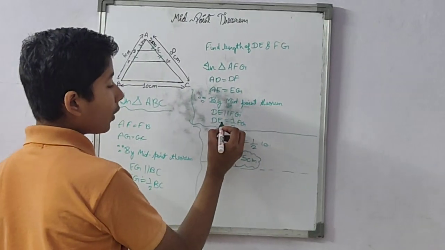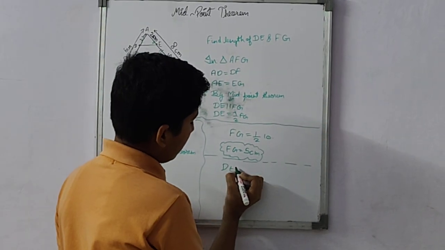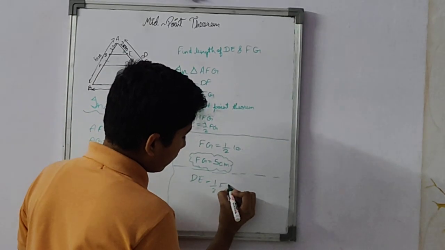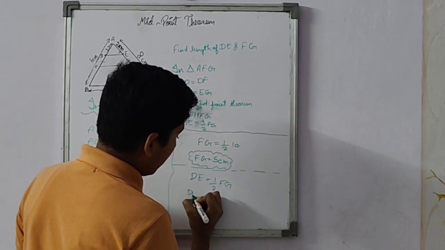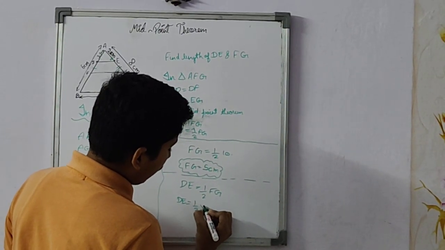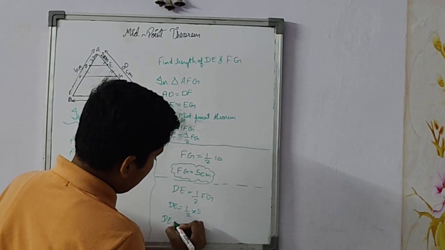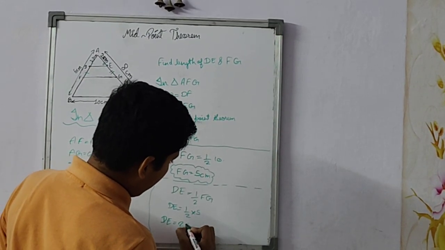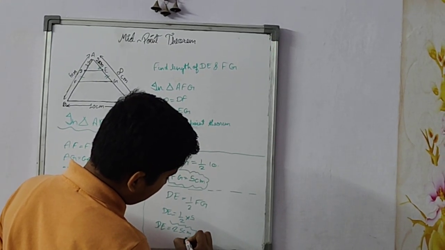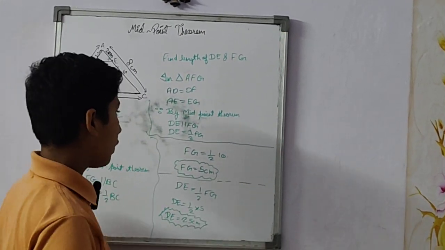Now DE is also asked. DE equal to half of FG. DE equal to half of FG means half of 5. DE equal to 2.5 centimeter. Again, highlight your answer. So now this is our answer.